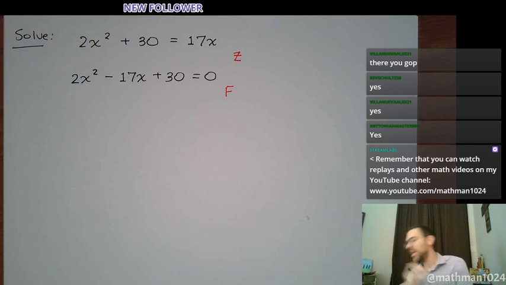And now that we have everything on the same side, this is where we then factor. Okay? So when we factor, we want to make sure we understand what kind of factoring problem we have. We have 3 terms, so just normal factoring.